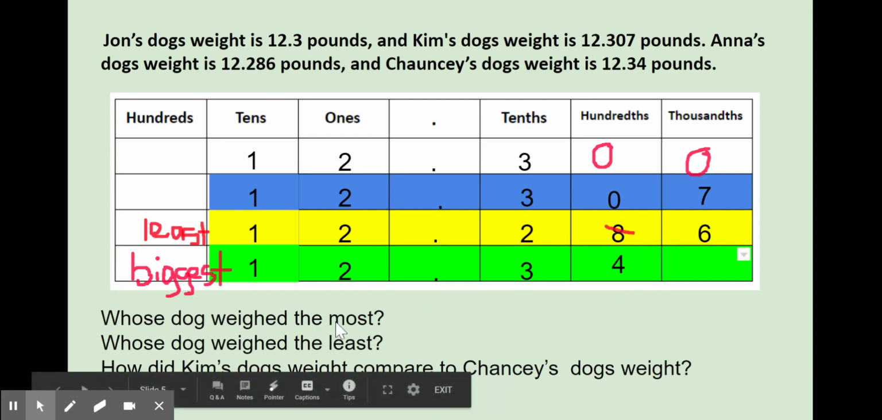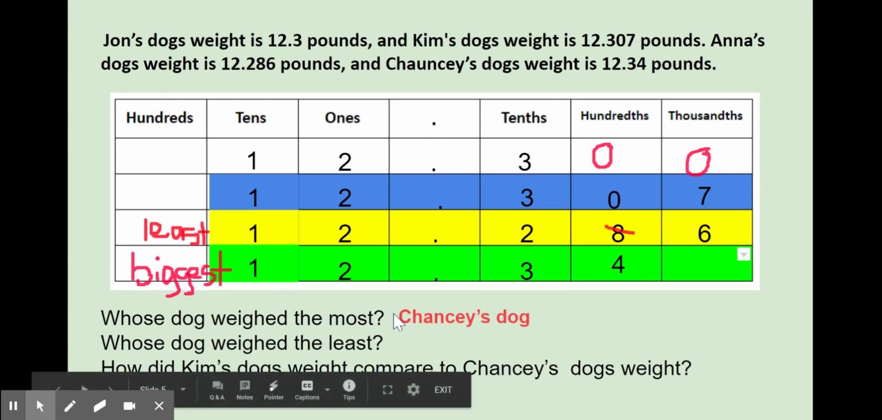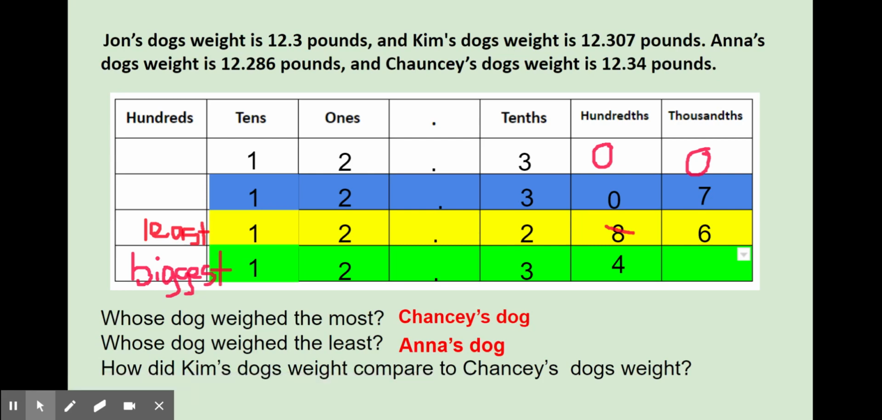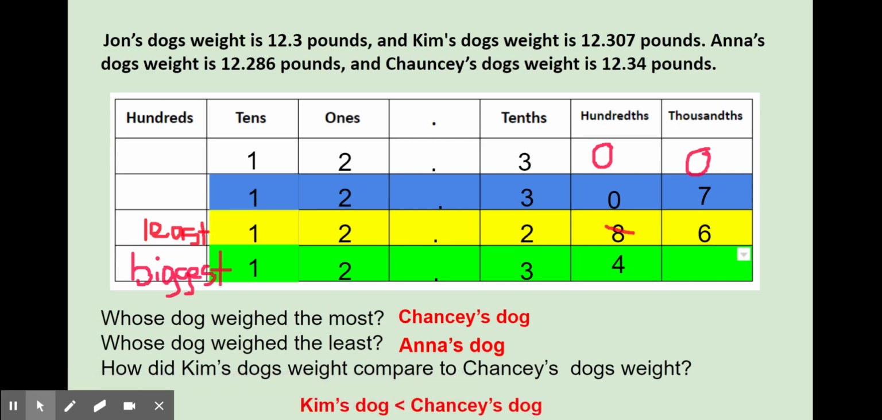Whose dog weighed the most? Well, we labeled that. Chauncey's dog. Whose dog weighed the least? And we labeled that one. And that is Anna's dog. How did Kim's dog's weight compare to Chauncey's dog's weight? Well, Kim's dog's weight is less than Chauncey's dog's weight.